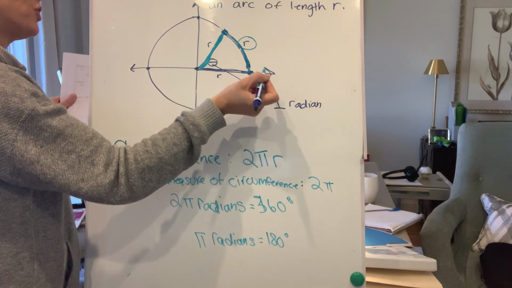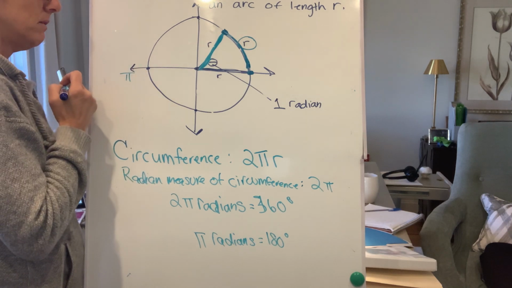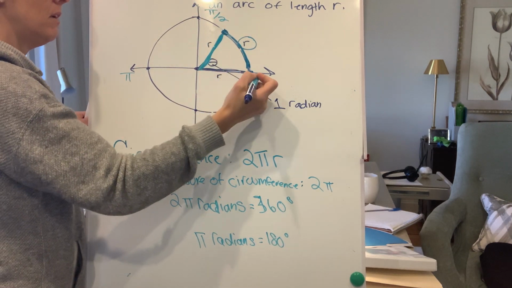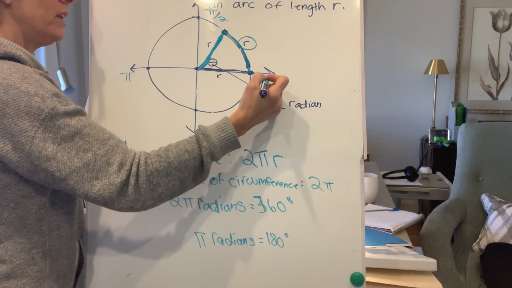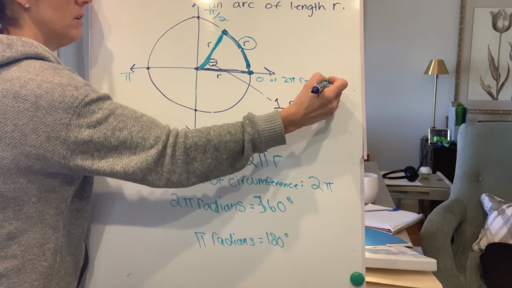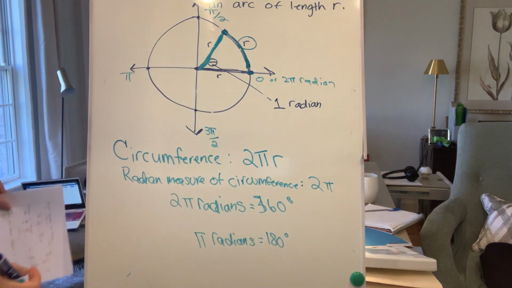If we were measuring degrees, we would say 180 degrees is pi. 90 degrees then would be half of pi. This would be 0 radians or 2 pi radians. And this would be 3 pi over 2 radians.